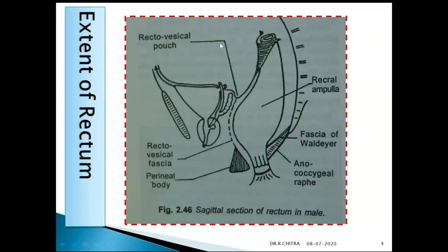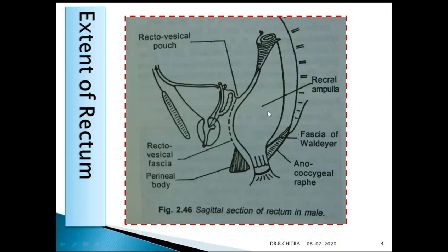So this is the extent of the rectum, starts from the third sacral vertebra and extends downwards and in front of the sacrococcygeal curve, then 2 centimeter below the tip of the coccyx, where it bends downwards and backwards, where it is continuous with the anal canal.